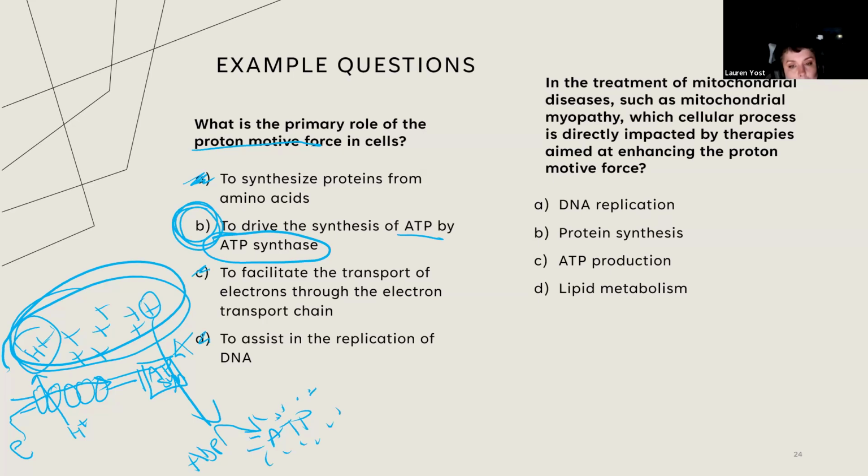So in the treatment of mitochondrial diseases, such as mitochondrial myopathy, which cellular process is directly impacted by therapies aimed at enhancing the proton motive force? If we're trying to make more of that proton motive force, what would the outcome be? Would it affect DNA replication, protein synthesis, ATP production, or lipid metabolism? That proton motive force is key in creating ATP via moving those protons back through ATP synthase.